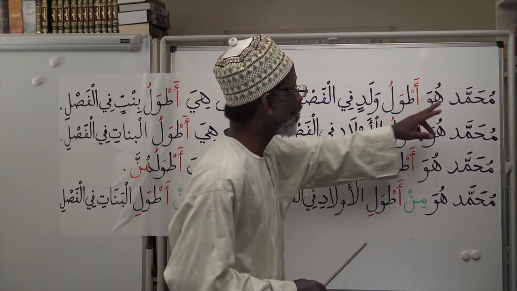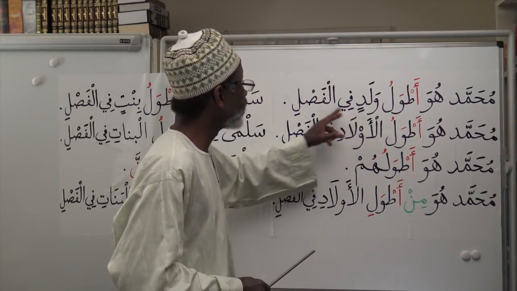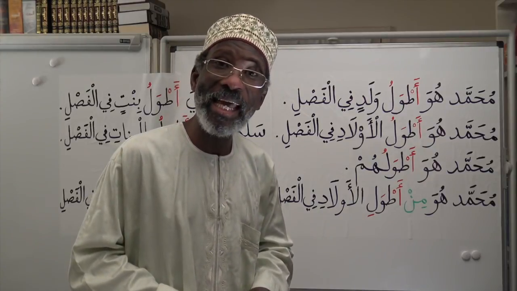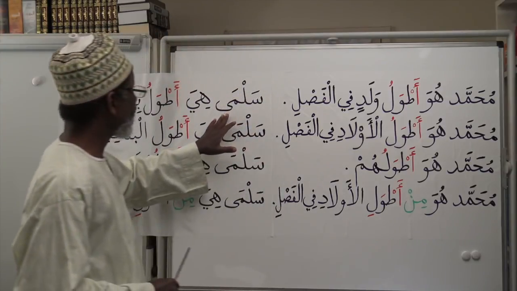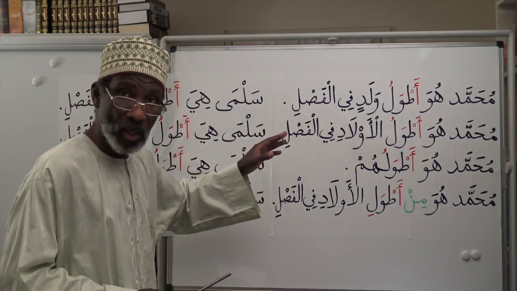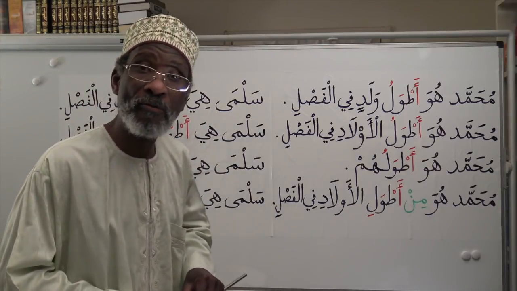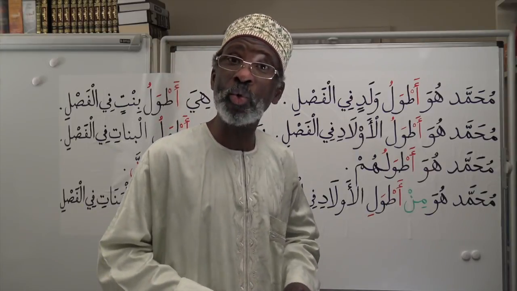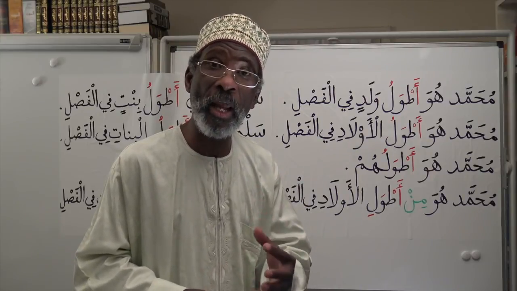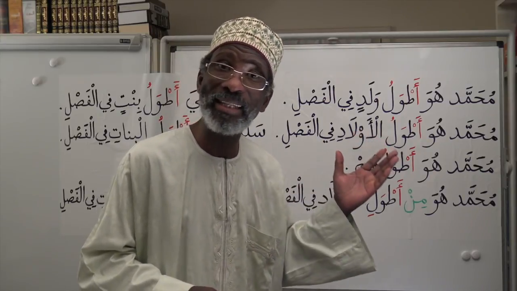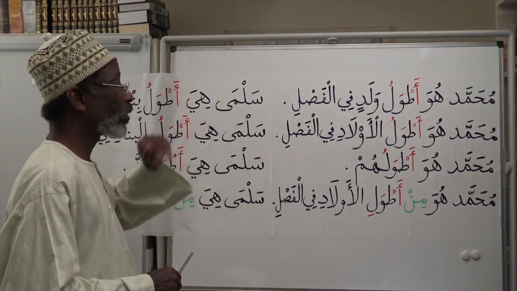The first line, we have Muhammad huwa atwalu waladin fil fasl. Muhammad is the tallest boy in the class. The same thing you say for feminine. Salma is a girl. Salma hiya atwalu bintin fil fasl. Salma is the tallest girl in the class. You will see we are using the same elative form, which is atwalu. It's the same thing for a boy and it's the same thing for a girl.